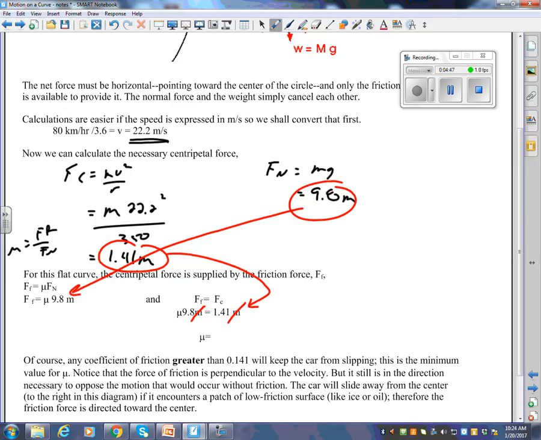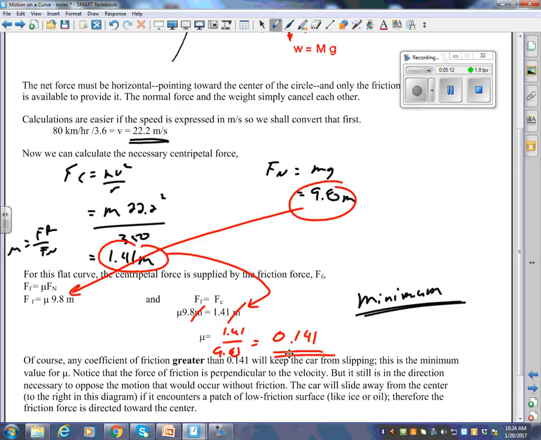And our mu value is going to be 1.41 divided by 9.8, which is 0.141, and there is no unit on the mu. This is the minimum coefficient. Right? Any coefficient of friction greater than 0.14 will keep the car from slipping. This is the minimum value for mu.